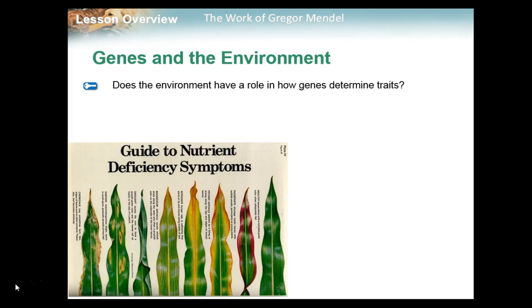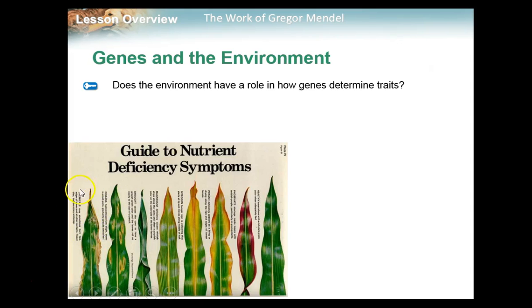If you look down here on the left-hand side, you can see there's a guide to nutrient deficiency symptoms. But what you can see is that some genes are actually turned on by the different nutrients that you have. So in these cases, you can see that different colors or different characteristics were turned on by either the presence or the lack of specific nutrients. And so that's led to different phenotypes. And so we say that the environment can have a role in how your genes are expressed, and the expression of genes is going to give you your different phenotypes.